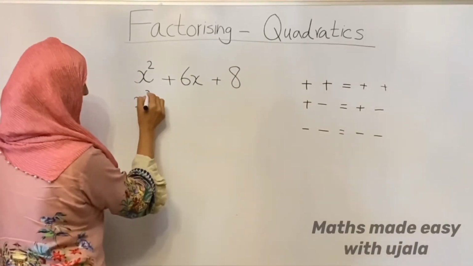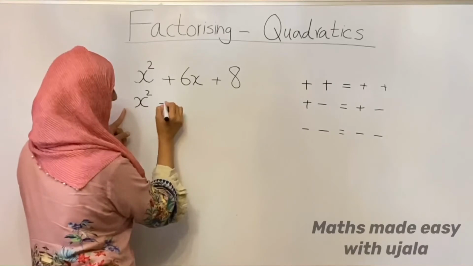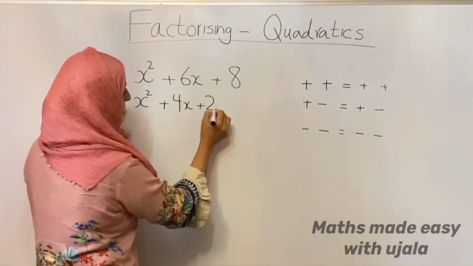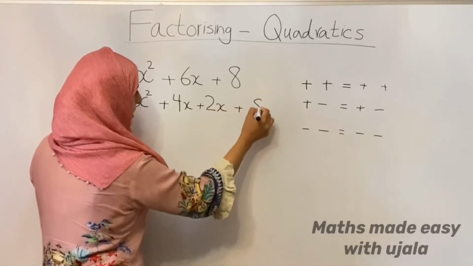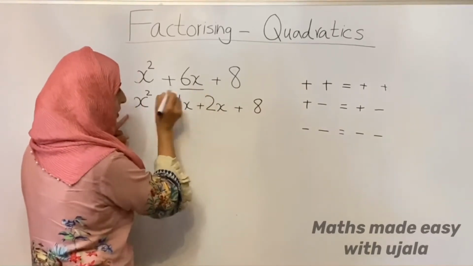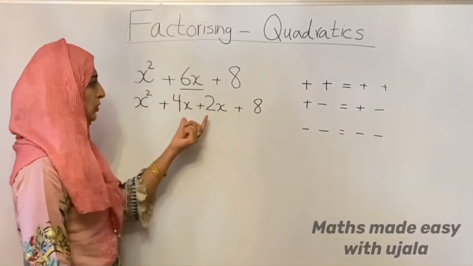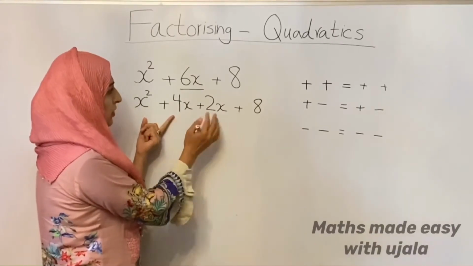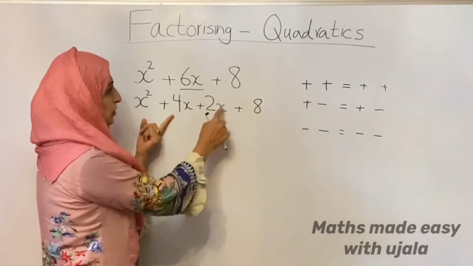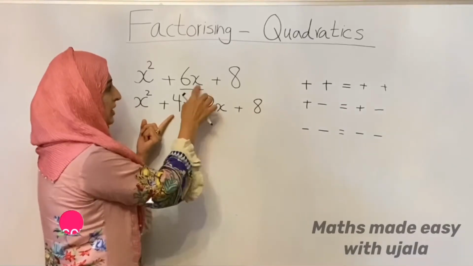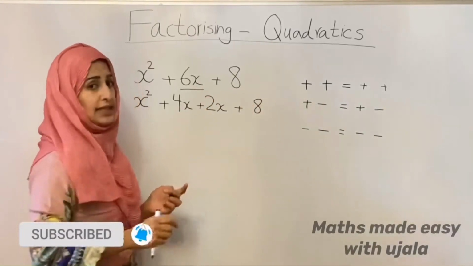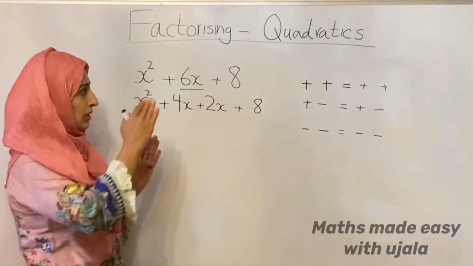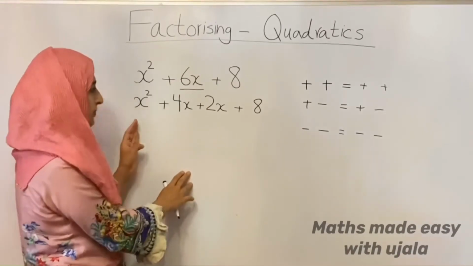I can write x squared plus 4x plus 2x plus 8. So the middle term you have to replace with the new two terms. In these two new terms, if I multiply 4 times 2, it is 8, and 4 add 2 is 6. Actually, these two equations are exactly the same. I'm just factorizing. I'm finding some terms so I can make this quadratic equation into a linear equation.